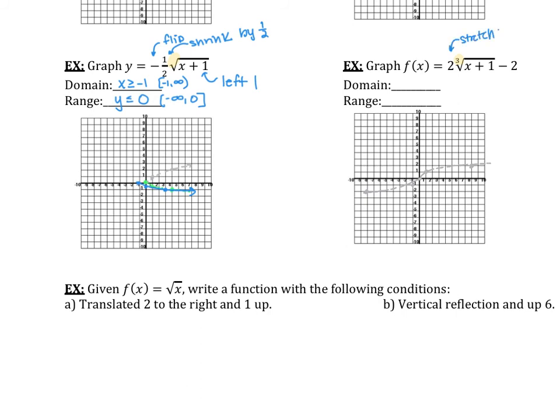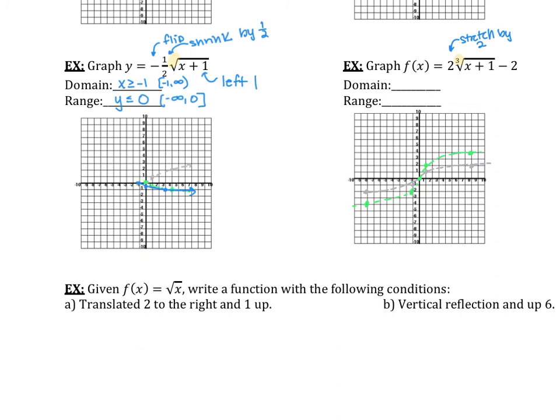I've got a stretch by 2. So stretch by 2 I'm going to do first. I'm going to take each of the y values and multiply them by 2. 0 won't change. 1 will become 2. 2 will become 4. Negative 1 will become negative 2. Negative 2 will become negative 4. So this is what it would look like if that's all I had.